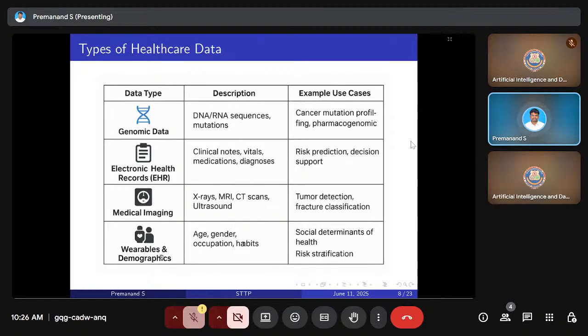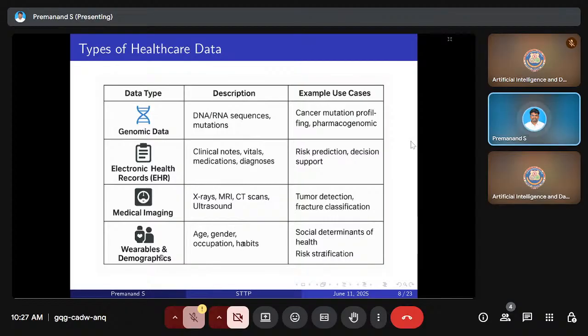The best example is sleep apnea. Have you heard about that? What is sleep apnea? If we have a snoring problem, because of that we don't get proper sleep. Those kinds of tracking data will be taken from the wearables.